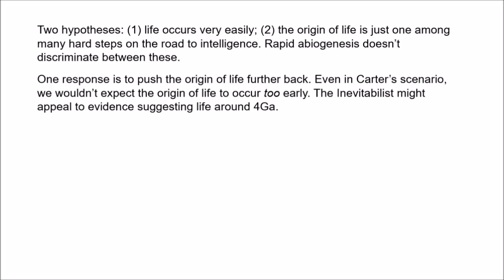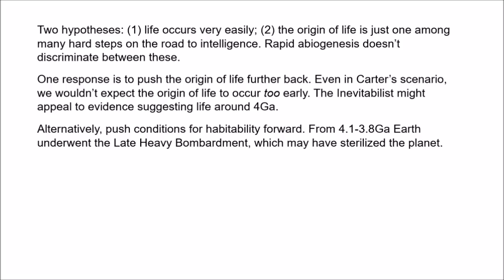This response immediately suggests an alternative response, which is to push the conditions for habitability forward. Paul Davies, in his contribution to the book The Drake Equation, points out that from 4.1 to 3.8 billion years ago, the Earth underwent the late heavy bombardment, which was a period of intense cataclysmic asteroid collisions. Perhaps the planet was not habitable during this time. So maybe the Earth was habitable only about 3.8 billion years ago, which again would mean life arose pretty quickly after it became habitable. I'm not really sure I buy Davies's argument here.